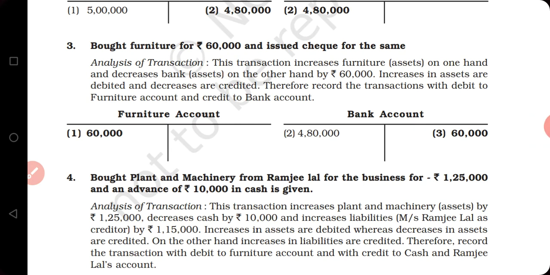In the business we are purchasing the furniture, and furniture is again the asset. So we will prepare the T-shape account, or we will write the name of the account, furniture account, and your assets are improving by 60,000. So 60,000 will be showing in the debit side, left hand side, because assets are improving. And we are making the payment against this furniture by bank, rupees 60,000.